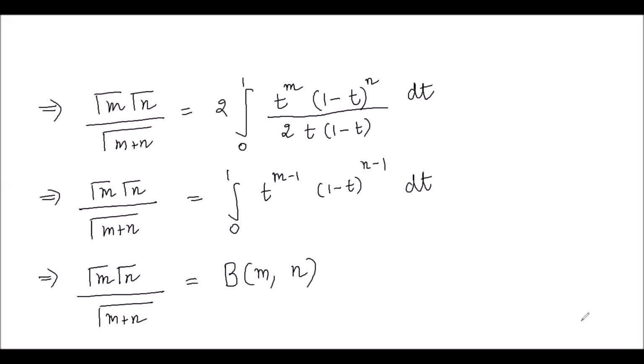Another property of beta and gamma function is, we will not prove it completely. We will just discuss how we can prove this result.